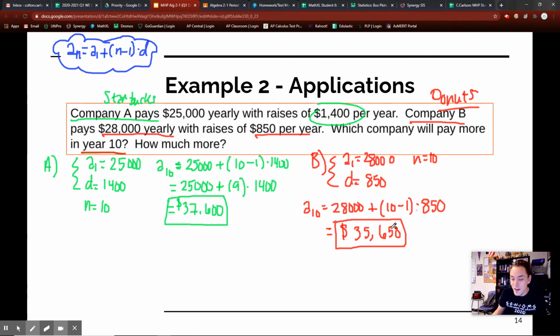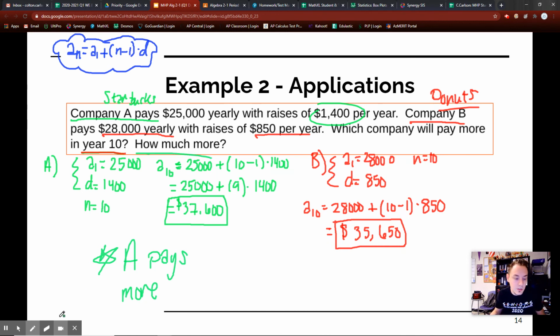So $35,650. So that's the question. Which one pays more? Of course, Starbucks, because it's amazing. So that means Company A, or Starbucks, pays more, and that's what we're going to write. And so that means you will want to go to that company. How much more? Because that's what it's asking.